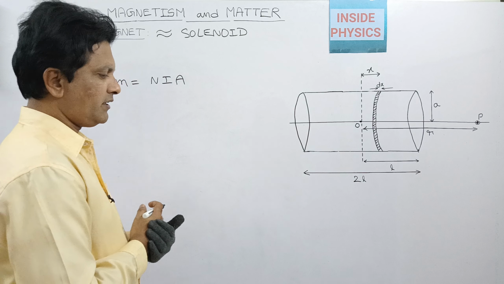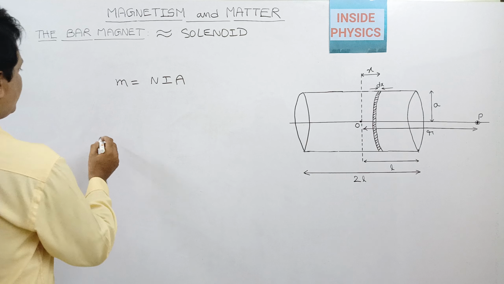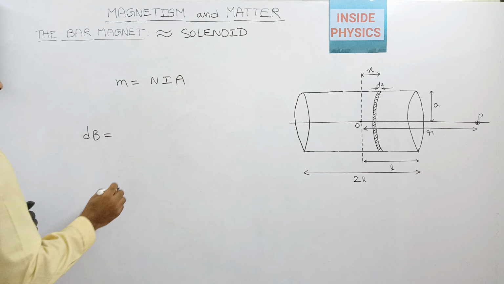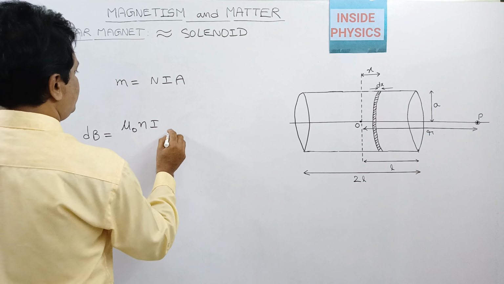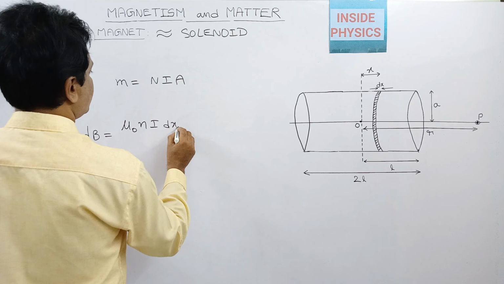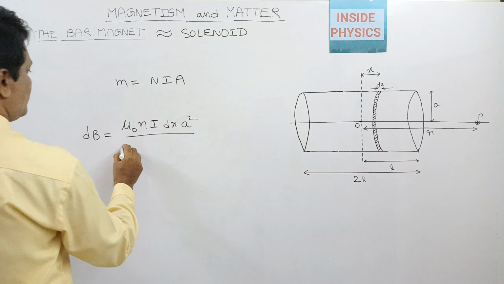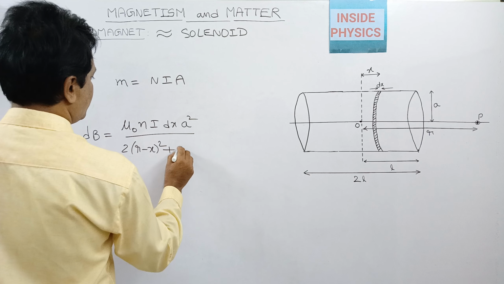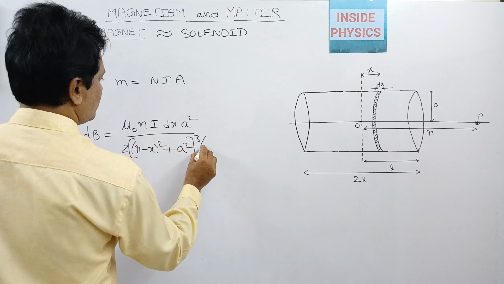In the previous section we have seen that the magnetic field generated by a current carrying loop on the axial line is dB = mu naught n I dx a squared by 2 into (r minus x) whole squared plus a squared, to the power 3 by 2.